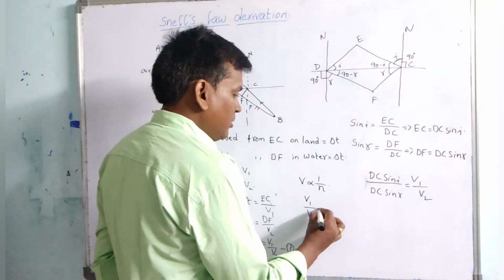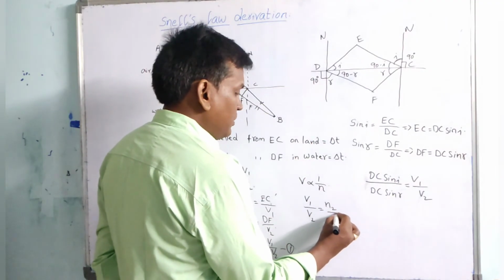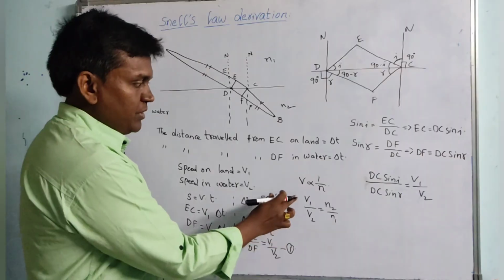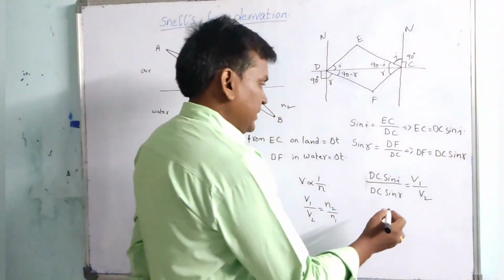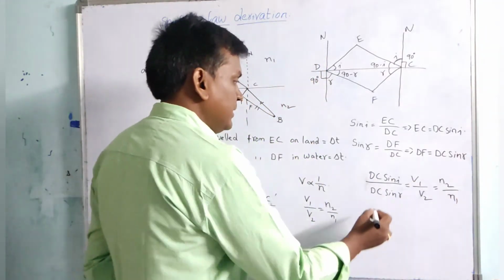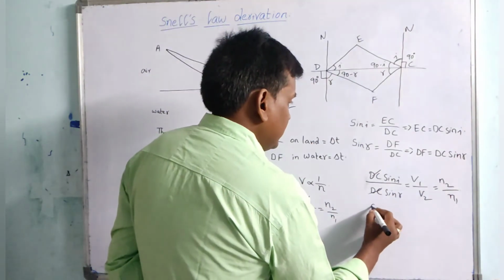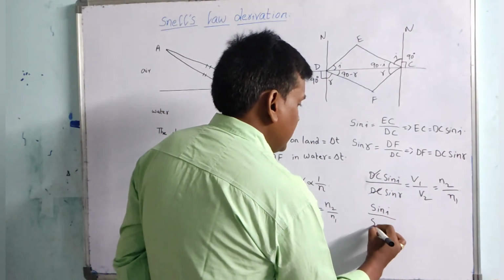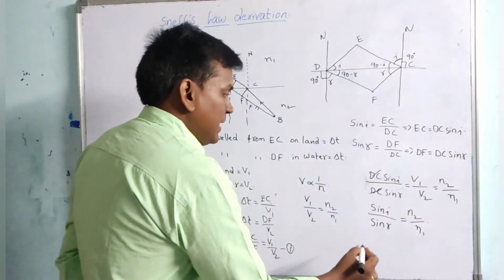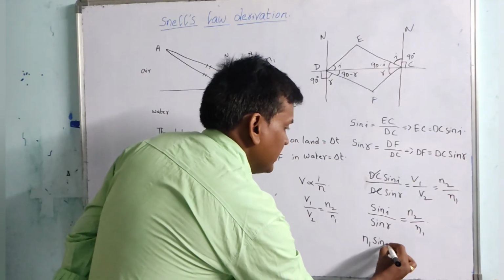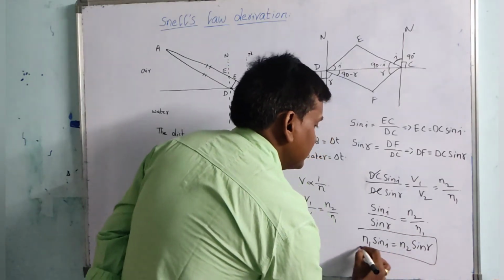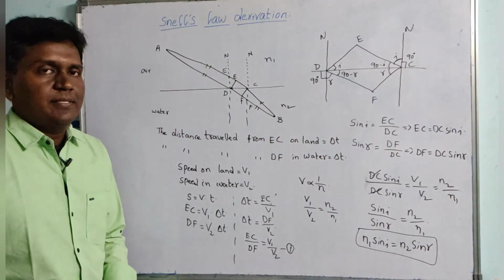By that we can say that V1 by V2 equals N2 by N1. See, as this is medium 1 and this is medium 2, V1 by V2 equals N2 by N1. That means this can be written like this, N2 by N1. And here you can take out DC, so we will get sin I by sin R equal to N2 by N1. Or this can be written as N1 sin I equals N2 sin R, which is our Snell's law. So this is the Snell's law derivation.